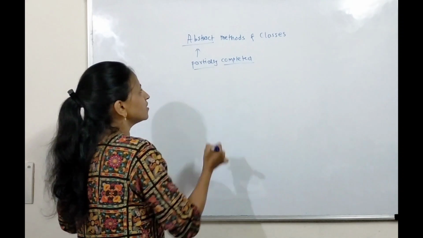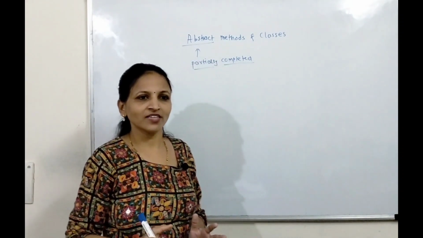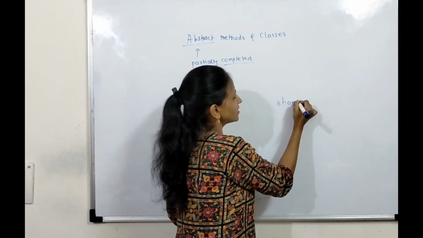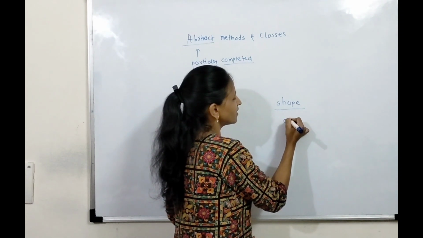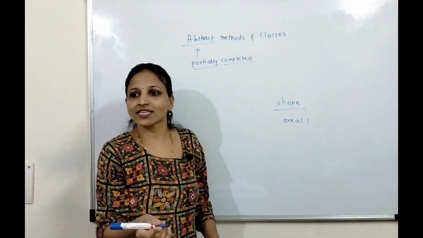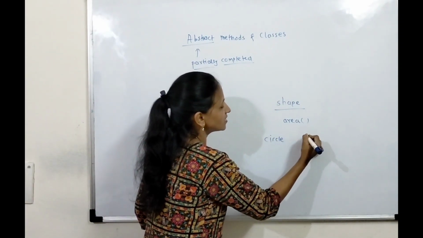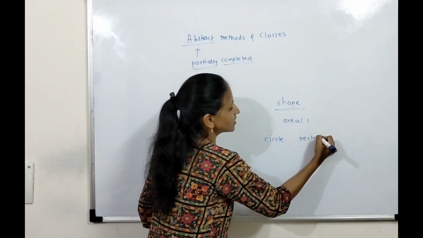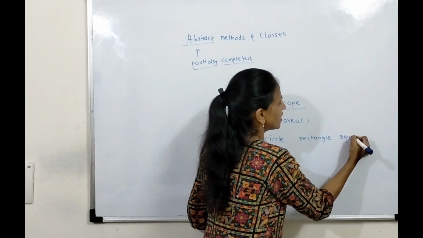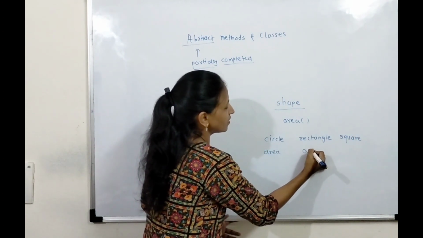Means not fully completed. The implementation is not full, not overall. There is something missing, like this. Let there be a shape class and it has one method like area, and we can derive multiple classes from that shape. For example, let's create one circle class, one rectangle class, then one square class, and inside those we write that area method again.